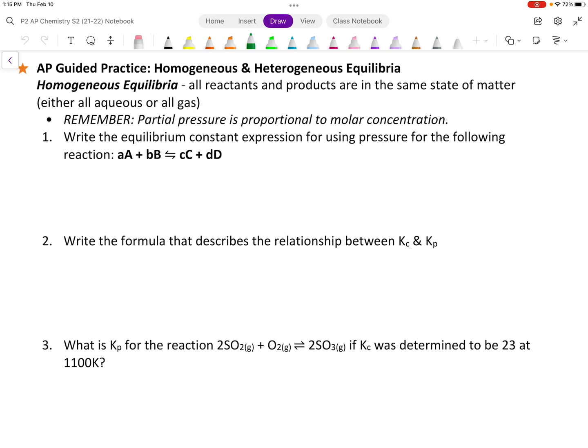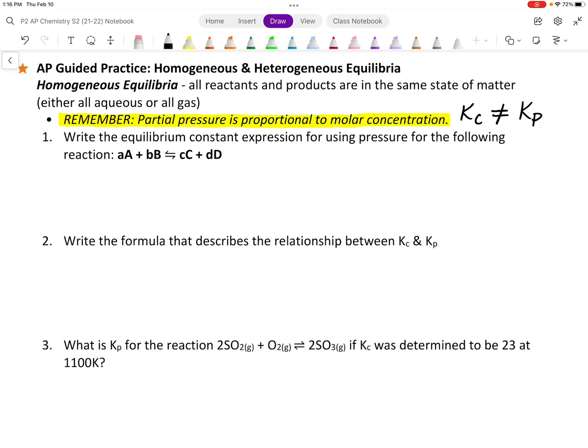So homogeneous equilibria, all reactants and products are in the same state of matter. Either they're all aqueous or they're all gas. We don't have equilibrium situations generally that are going to be outside of those two parameters. One of the big things to know is that partial pressure is proportional to molar concentration, but they are not equivalent. And so one thing that we need to know is that Kc is not equal to Kp, but they are related, and we're going to take a look at that today.